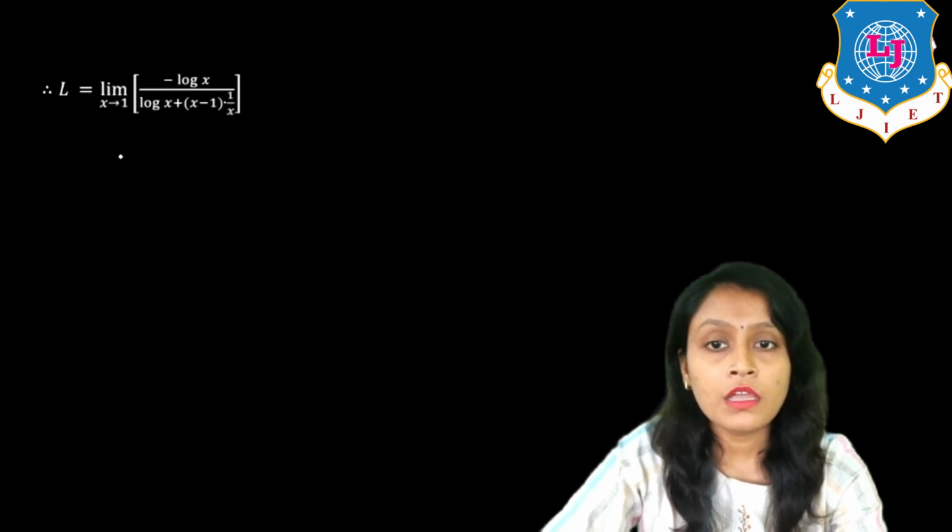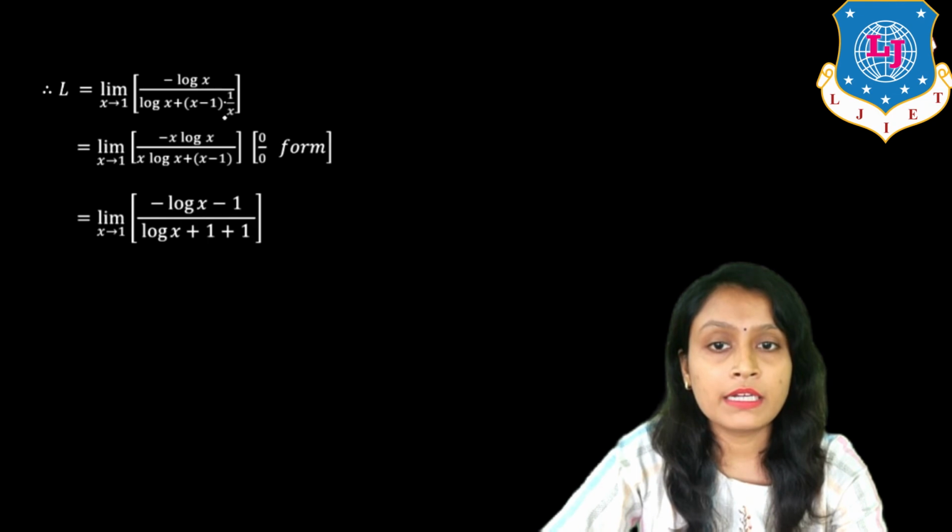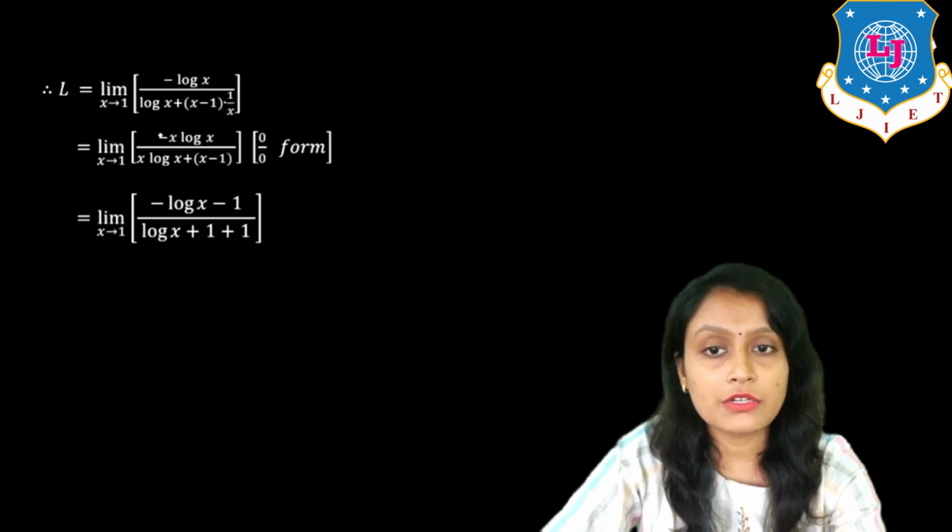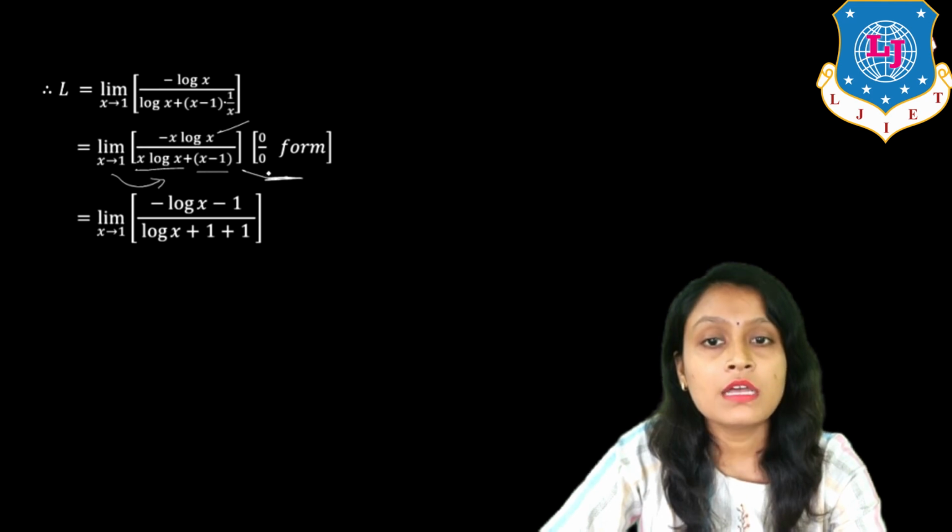Now what we will do is multiply this x here and take this x in the numerator. So you will get minus x log x upon, multiply this x here, so you will get x log x plus x minus 1. Now if you substitute x is equal to 1 here, you will get the form 0 by 0, right? So whenever we have 0 by 0 form, we will apply L'Hopital's rule. So we have to take the derivative of numerator and denominator separately.